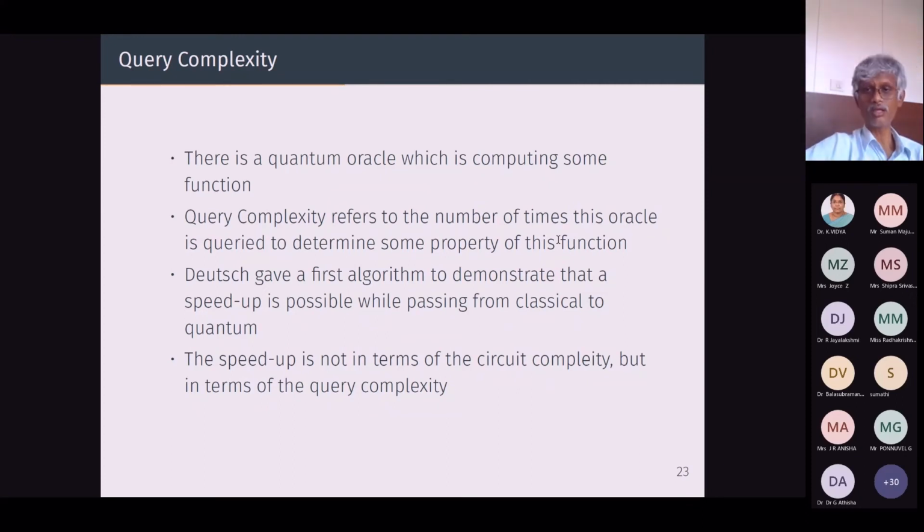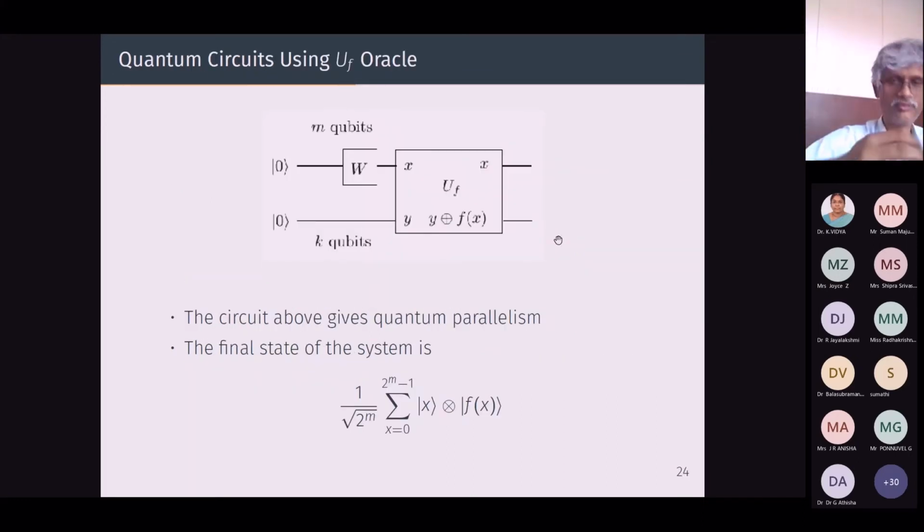Okay. So Deutsch gave the first algorithm to demonstrate that there is a speed up while passing from classical to quantum. The speed up is not in terms of circuit complexity, but in terms of query complexity. So whether we can do a certain classical computation by making fewer quantum queries to this oracle U rather than in the classical case. If you are making n queries in the classical case to answer a certain problem, can we make fewer queries in the quantum sense and still get the answer? That is the kind of question which Deutsch answered.